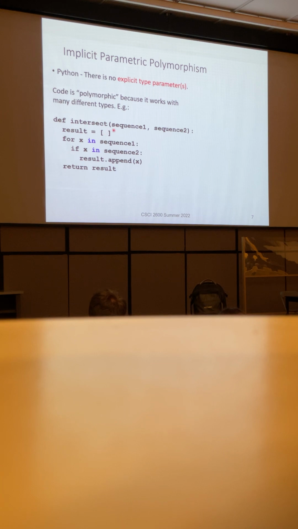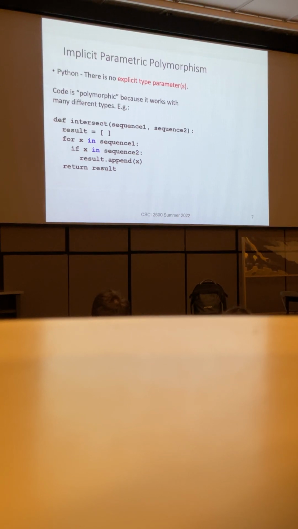Right, here's another Python example where we have a slightly more complicated function than what I previously described, just a plus b. So we have sequence 1, sequence 2, and we go over everything in sequence 1, and then we check if it is in sequence 2, and we append it to the result list. Okay, so how does this example differ from subtype polymorphism?